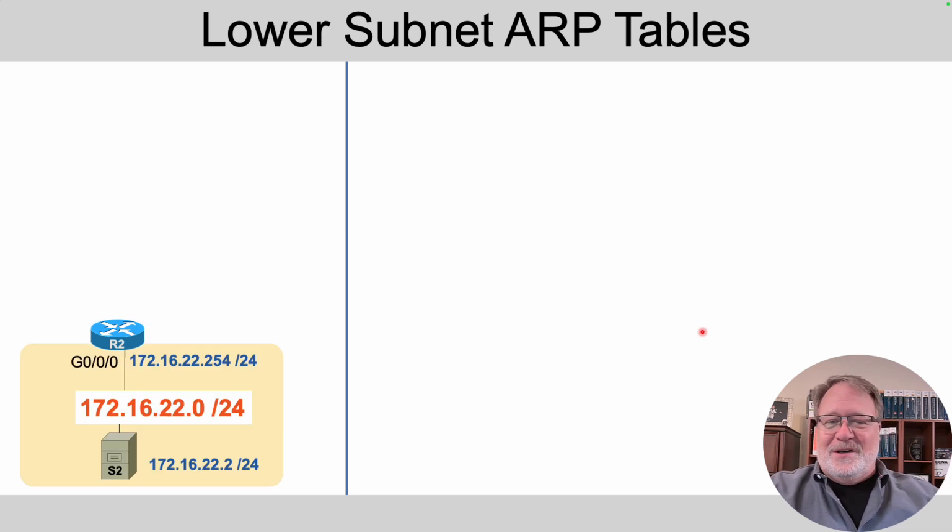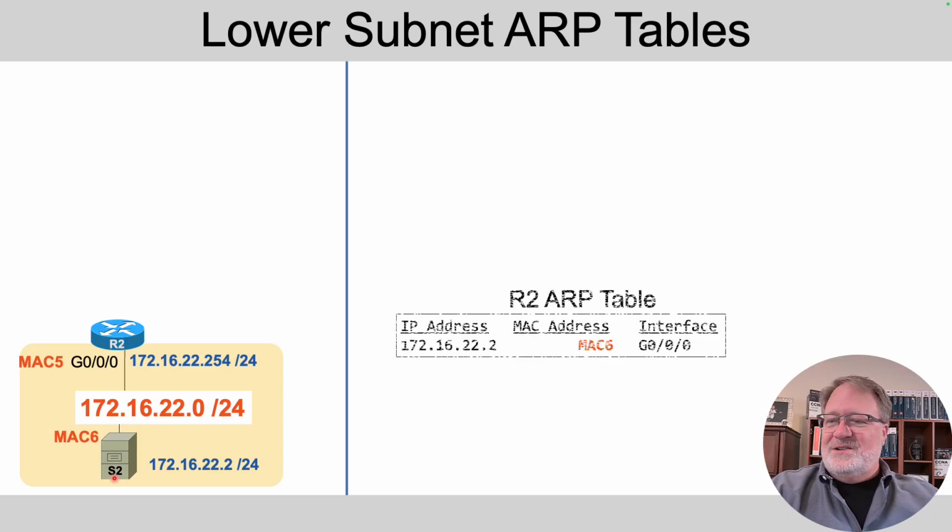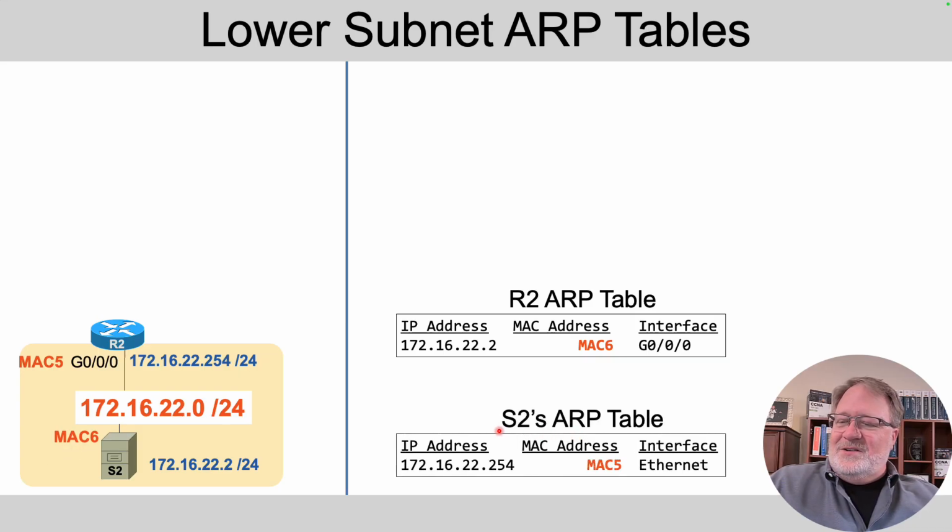And then just to wrap up the ARP table look at that lower subnet, R2 and host S2. The R2 ARP table lists the server's IP address and MAC, and the server's ARP table lists the router's IP address and MAC.